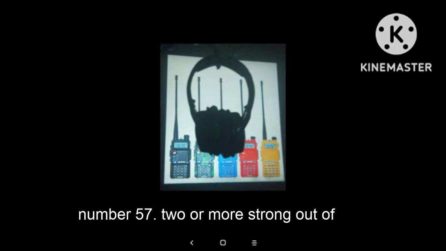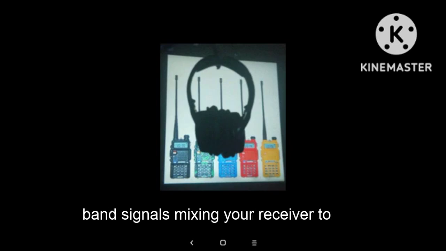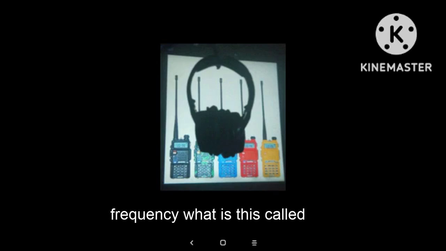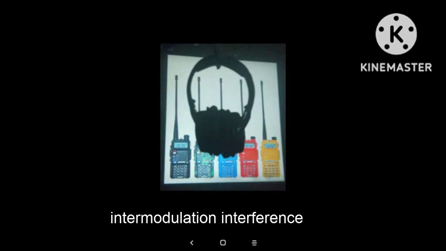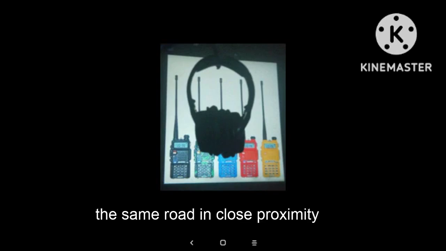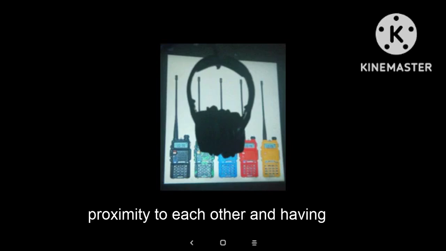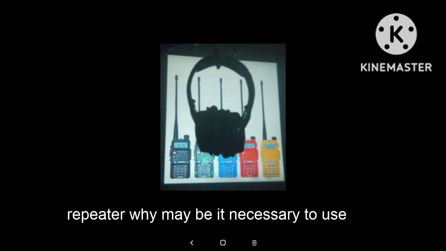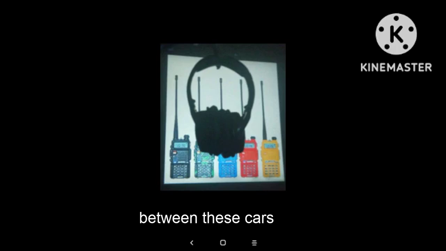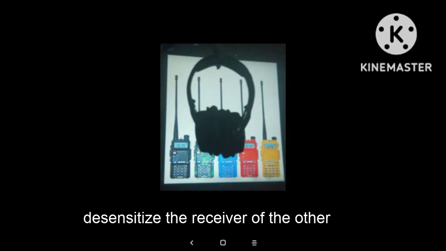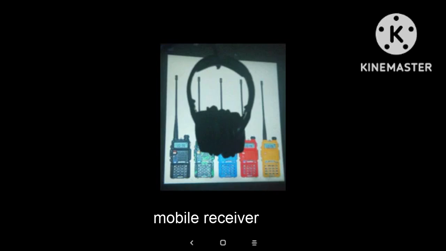Number 57. Two or more strong out-of-band signals mix in your receiver to produce interference on a desired frequency. What is this called? Intermodulation interference. Number 58. Two mobile stations are traveling along the same road in close proximity to each other and having trouble communicating through a local repeater. Why may it be necessary to use simplex operations to communicate between these cars? The strong signal of one mobile may desensitize the receiver of the other mobile.